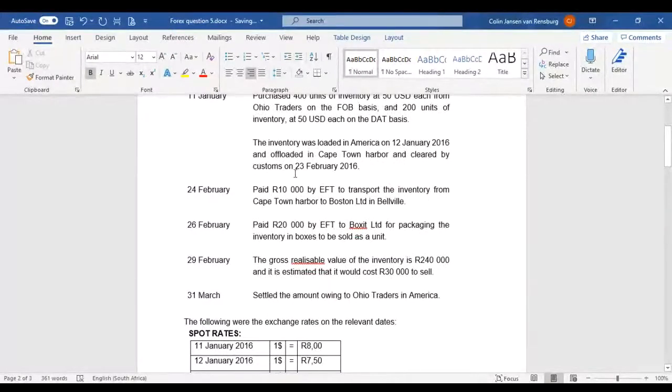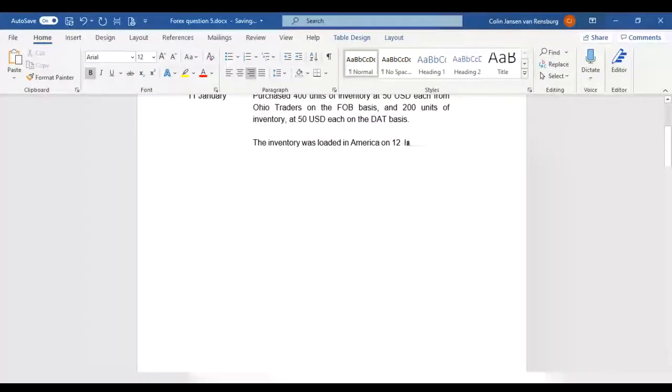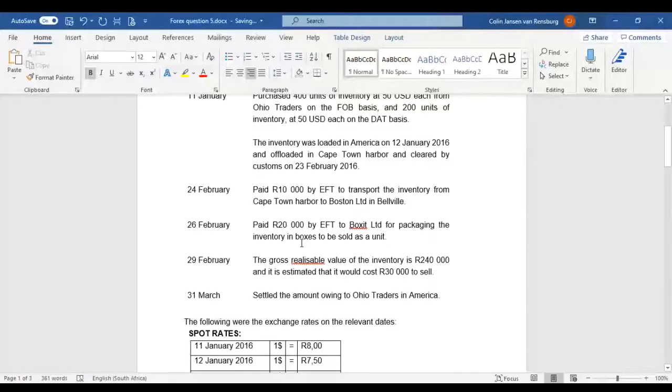What happened next? They say on the 26th of February, so 2 days after it was transported to our premises, we paid 20,000 rands by electronic funds transfer to Boxit Limited for packaging the inventory in boxes to be sold as a unit. So whenever we are selling it, we're not going to sell them individually. They are going to be packaged as a unit, and we are going to sell the box as a unit, not individual little items. We are basically creating a new little product here.